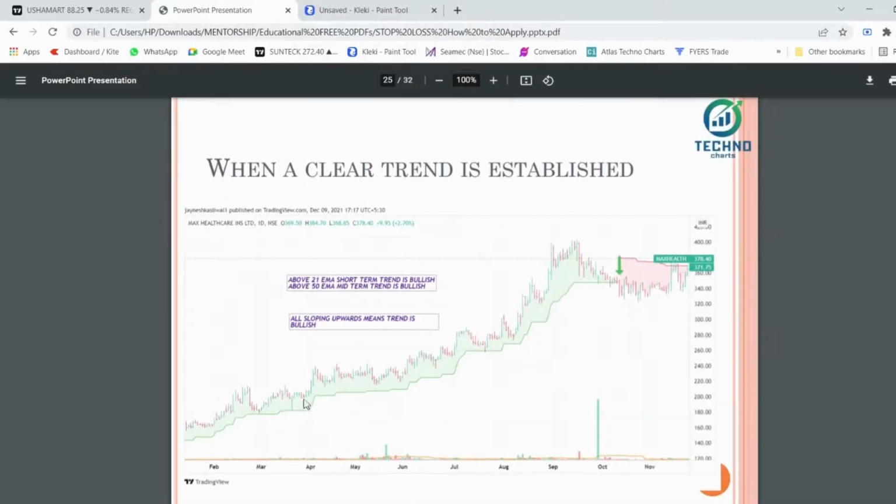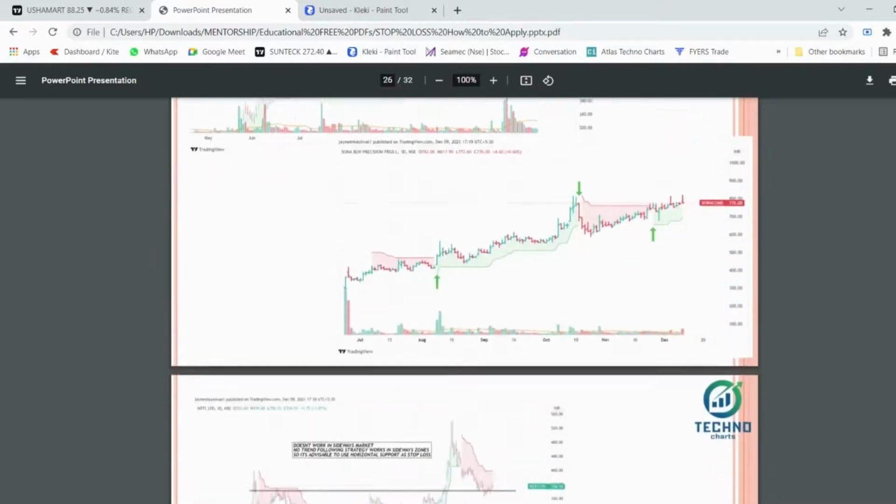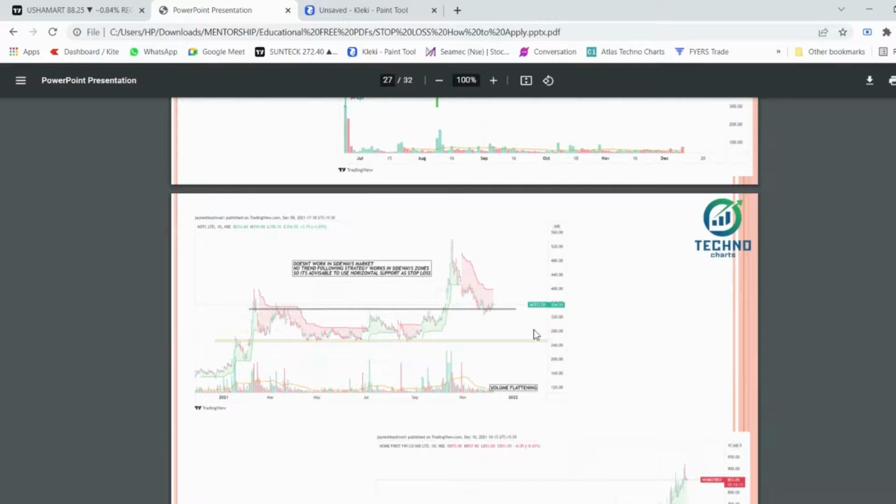So whenever a clear trend is established, you can trail your stop loss with the Super Trend as the Super Trend is moving up. Once your Super Trend gives a buy signal, you can definitely buy while keeping the stop loss below the Super Trend. And once it gives a sell signal, you should definitely exit the stock in a trending market. In the case of a sideways zone, for example MSTC, this is not a stock that you should be using Super Trend for, because the stock is in a sideways zone.